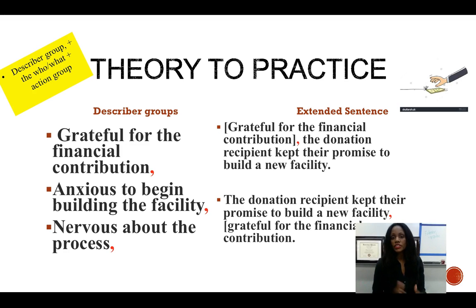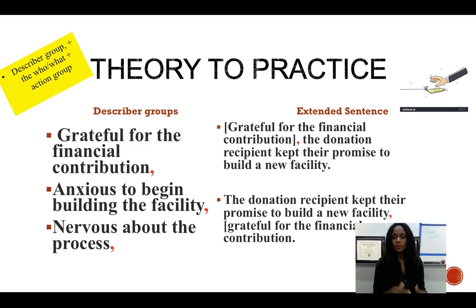Here is what they look like in the context of a sentence: "Grateful for the financial contribution, the donation recipients kept their promise to build a new facility." Notice that the donation recipients is the subject, and kept their promise to build a new facility is the predicate, or the verb phrase, in this sentence. And "grateful for the financial contribution" is at the very beginning. This is a describer group at the beginning.